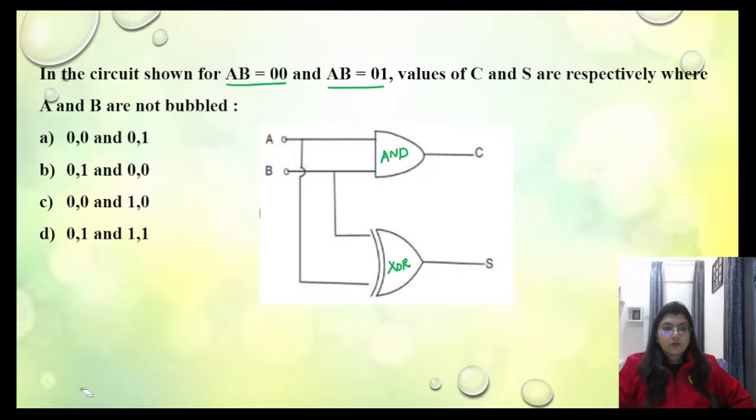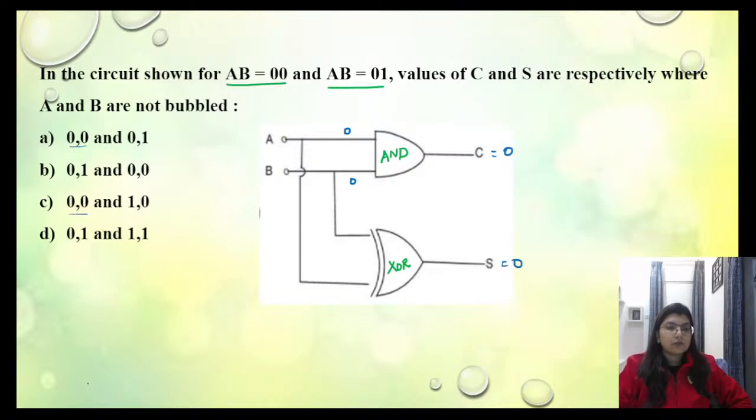So first we have what? First we have A and B as 0 0. So when I am having 0 and 0 as both inputs, what will AND be? AND will be 0. And what will be XOR? So we know that when both the inputs are same, the XOR is also 0. So the first one is 0 0.